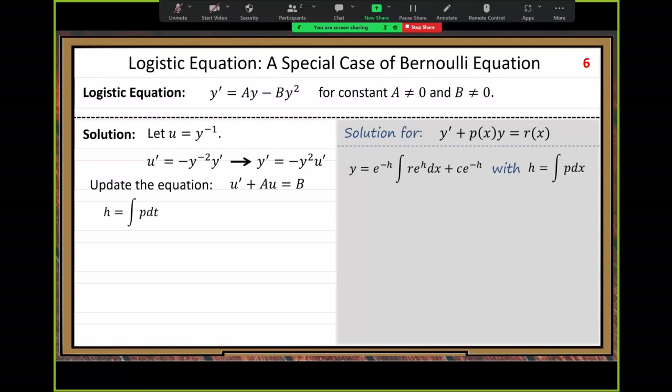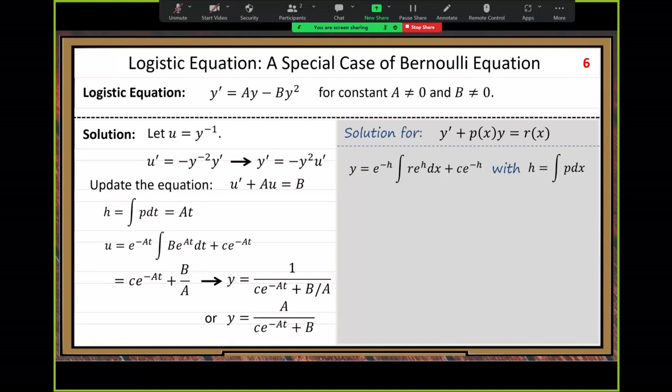Although we can do the calculation of H, because P is a, we can write u from the H formula directly. Then simplify a little bit, because we can find the integral easily, so things cancel out. Then the final solution is y equals this one, or you can write it in a different form. So that's the logistic equation.